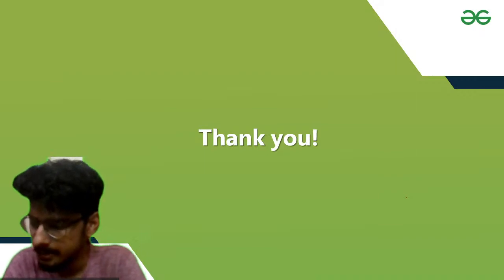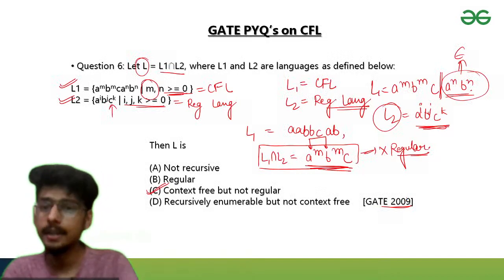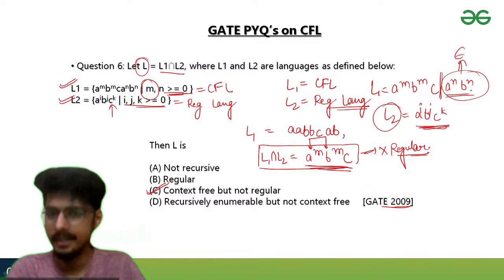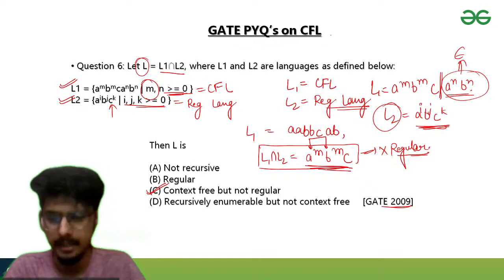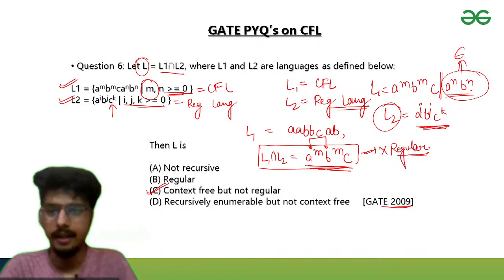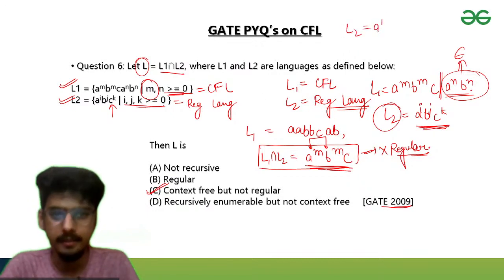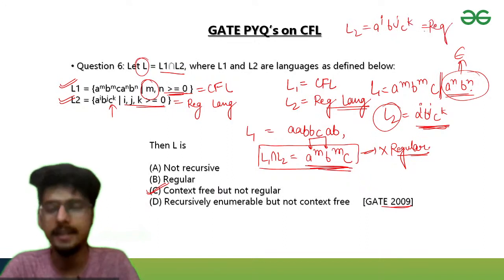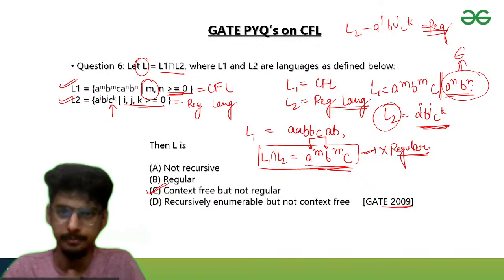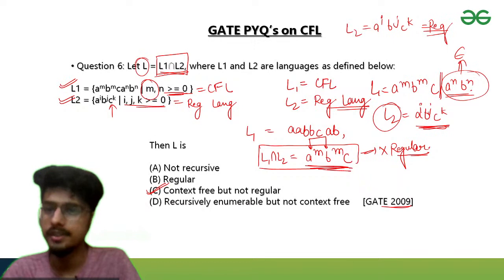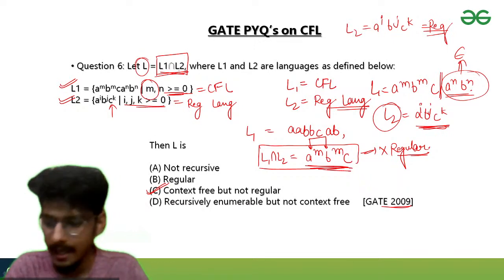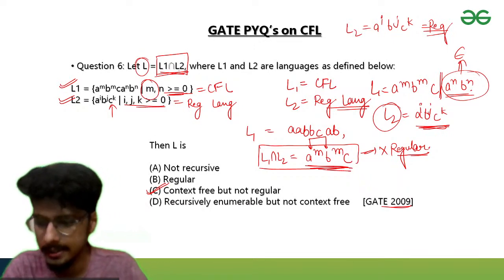Can you please repeat how L2 is context free? Yeah, sure. So L2 is not context free. L2 is regular, and if it is regular, it is definitely context free. L2 is equal to a^i b^j c^k. This is actually regular. It is context free, but it is regular. So basically I have to check L1 intersection L2. I was not just talking about L2, right? I hope this question was cleared.